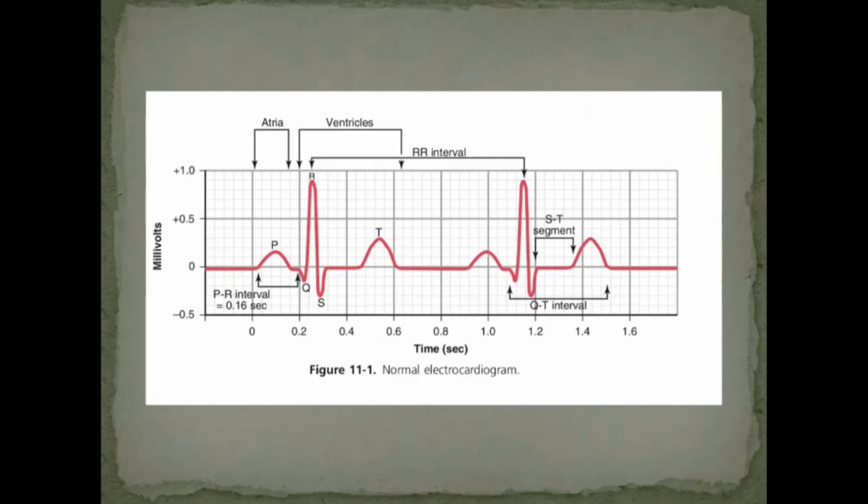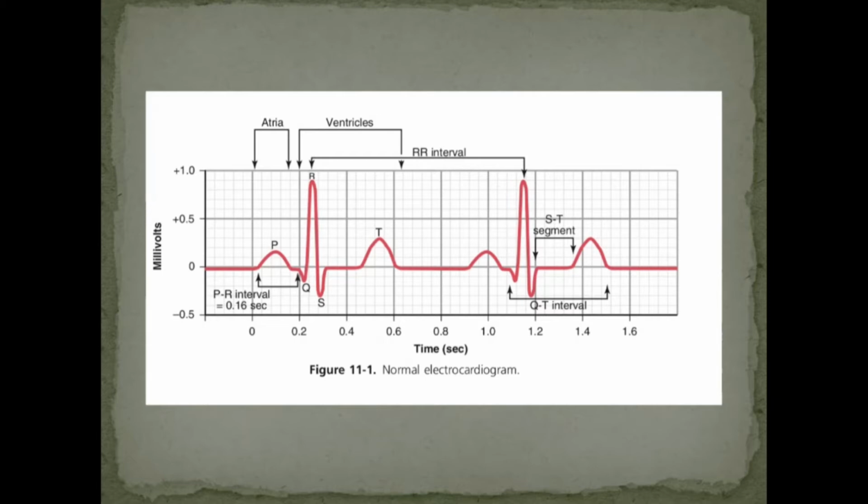The minimum basics we need to know about the ECG: the P wave is because of the atrial depolarization, the QRS complex is because of the ventricular depolarization, and the T wave is because of the ventricular repolarization.